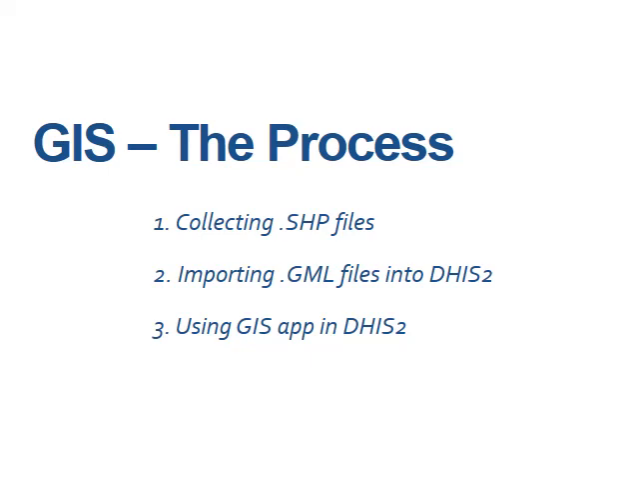So the process. There's a bit of a process when it comes to GIS. We have to collect the shape files, which are files that represent or carry a collection of coordinates. We have to import those GML files into DHIS2 and then use the GIS app in DHIS2. So we will collect the shape files, convert them to GML, then import the GML files into DHIS2, and then finally get to use that GIS app in DHIS2. And we'll go through that step by step.